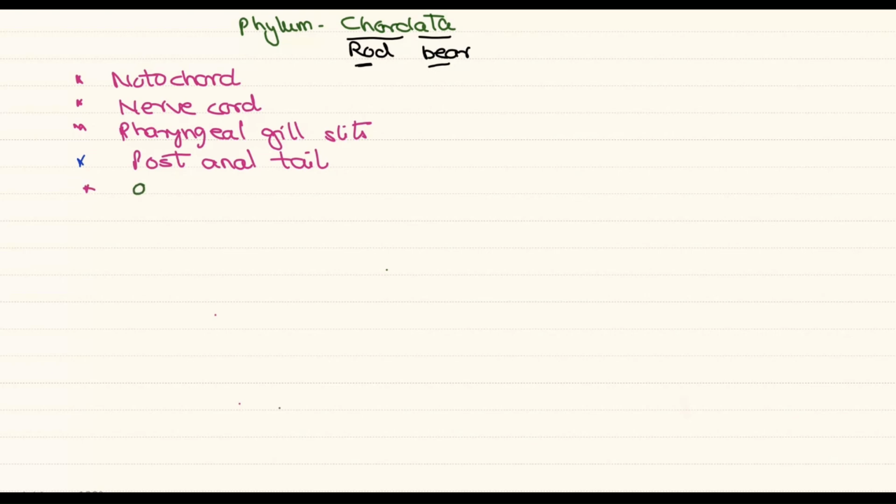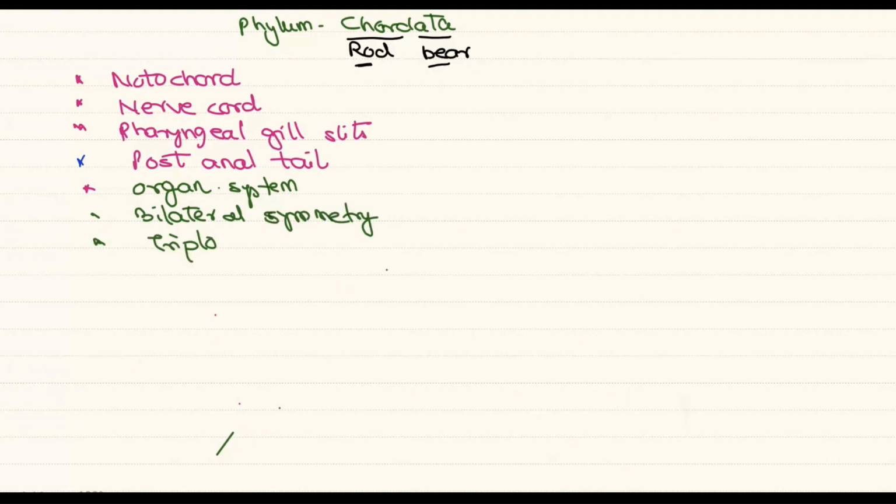And the other common characteristics, as in the other non-chordates, are they have an organ system level of organization, all are bilaterally symmetrical, they are triploblastic in nature, all are coelomates, and these generally have a closed type of circulatory system.